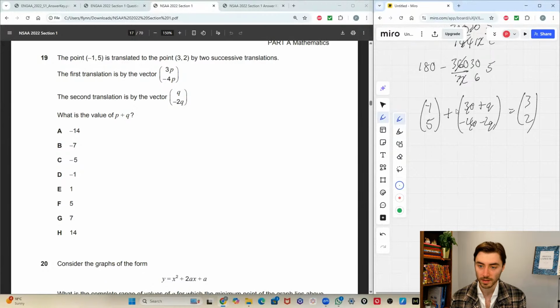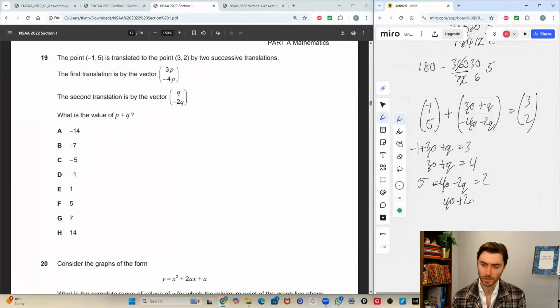Well, let's work this out. So 3p plus q is equal, well, minus 1 plus that equals 3. So 3p plus q is equal to 4. 5 minus 4p minus 2q is equal to 2. So adding that across, 4p plus 2q is equal to 3. If I subtract these, then I get that p plus q is equal to -1, which is D.